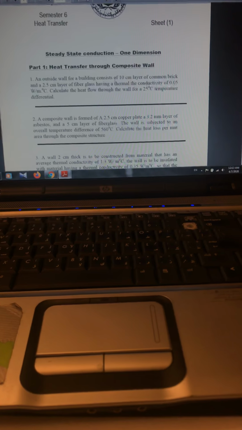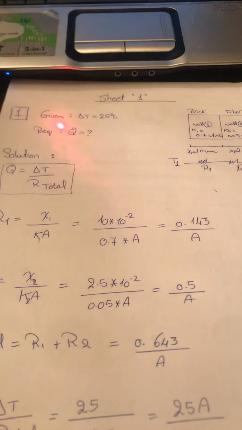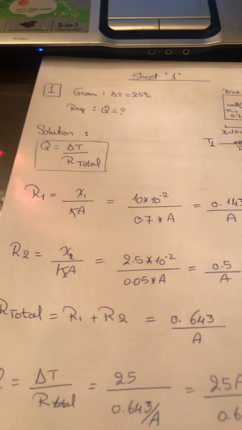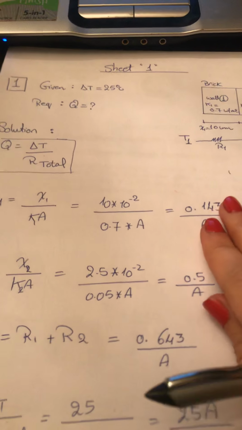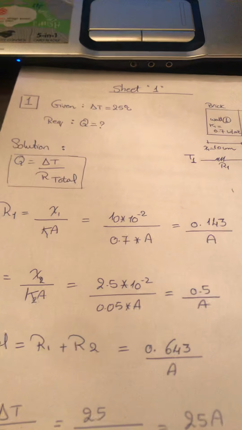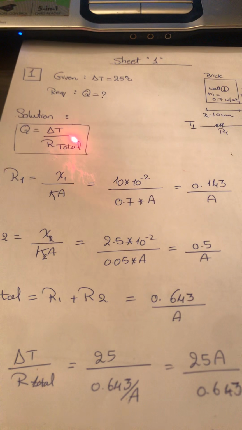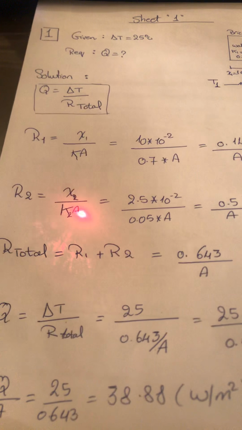Also the temperature is 25 Celsius. What is the required? The required is to calculate the heat flow. So you write the given, the required Q, and the rest of the givens. How will we start the solution? We write our concept: this problem is heat conduction. Q equals delta T over R is the first equation used, and the R equation is the second equation used.